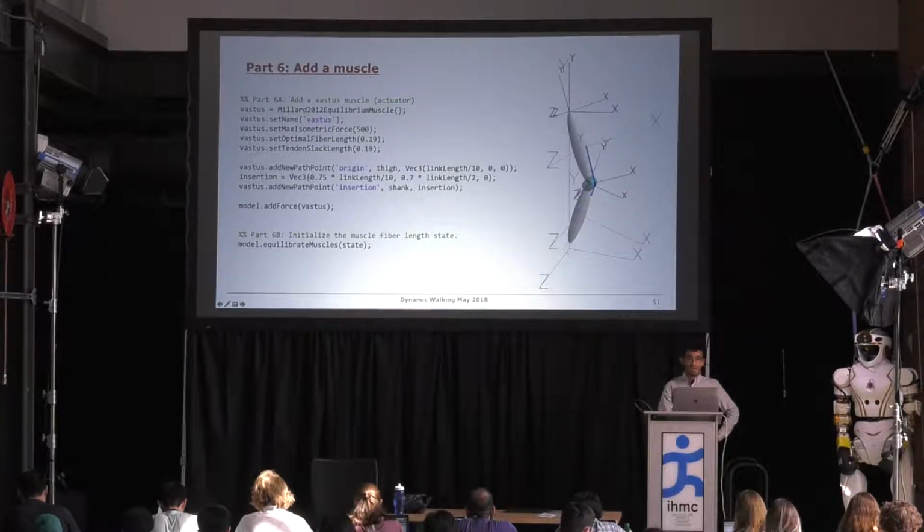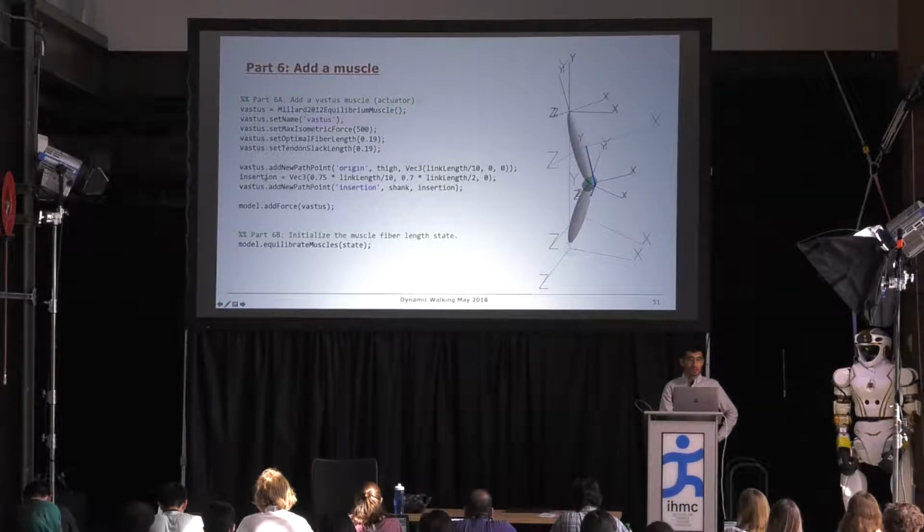The vastus muscle has a function, add new path point, and you specify a name for the point, the body the point is on, so here thigh, and then the location of the point in that body. The location of this origin point, here we're specifying as length over 10 in the x direction expressed in the thigh body, and then 0 for the y and z components. Then we add an insertion point on the shank, which is this location here, at the coordinates described by this insertion vec3. Once you define those path points, you can add the vastus muscle to your model using add force. And that's in part 6a.